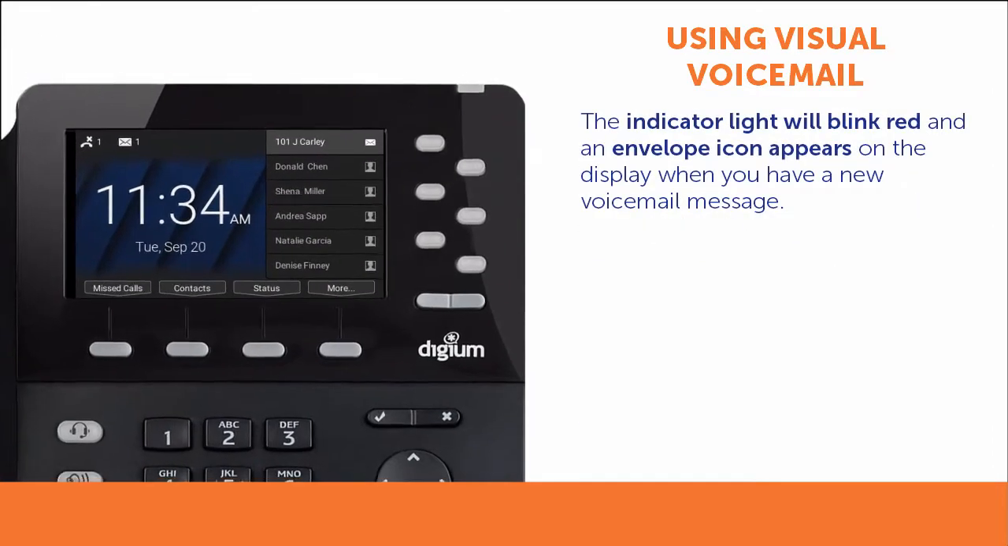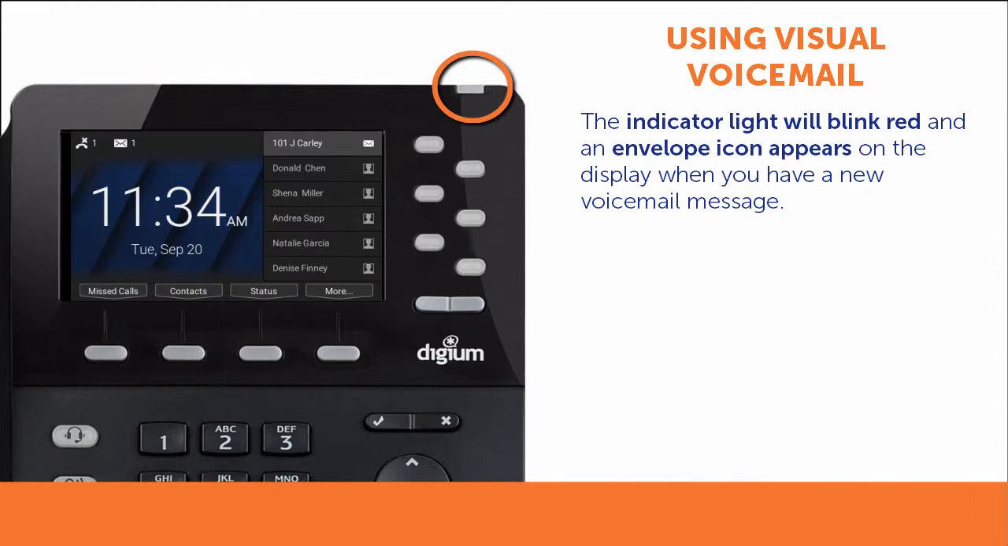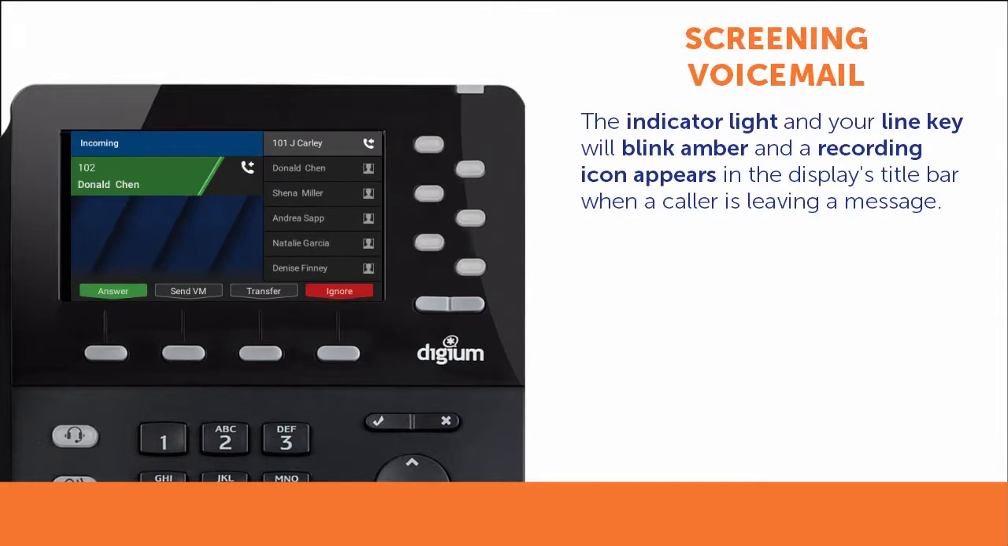When you have a new voicemail message, the red indicator light will blink and you will see an envelope icon on the display. When a caller is leaving a message, both the message waiting indicator and your line key blink in amber, and there is a recording icon in the display's title bar.